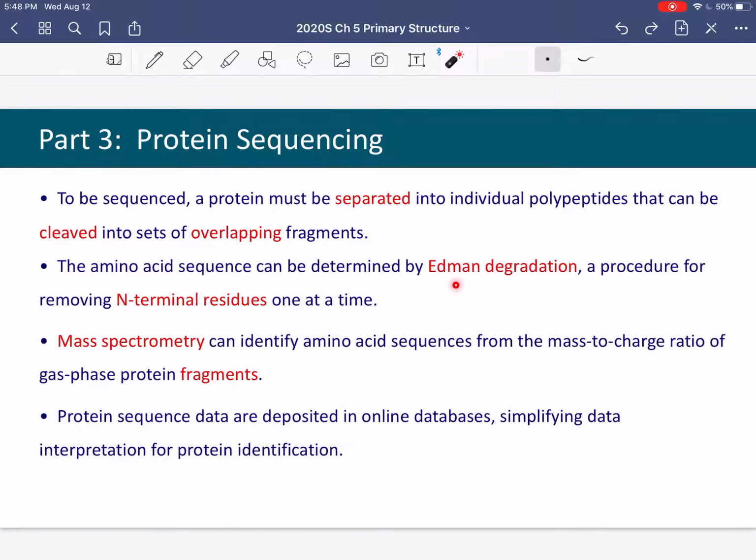And you've seen the Edman reagent before in the amino acid chapter when we talked about reactions of amino acids. So we'll go into a little bit more depth on how that's useful here. And then this section ends with an overview of mass spectrometry, which can identify amino acid sequences in a very high-tech way by looking at the mass to charge ratio of the fragments that fly towards a detector in the gas phase.